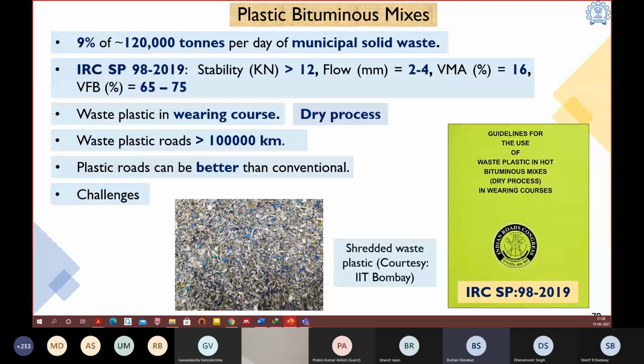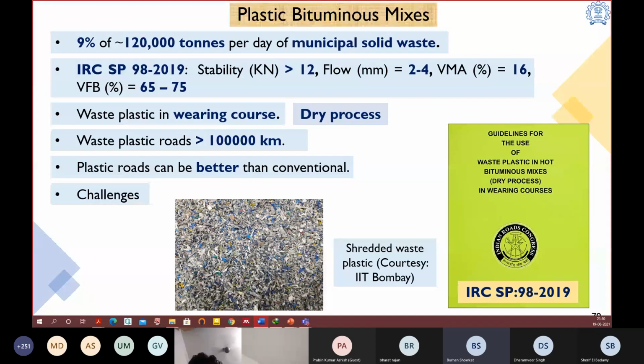The Indian Roads Congress has come up with a code, IRC SP 98-2019, and certain features of IRC SP 98-2019 from the point of view of mix design requirements have been noted here, such as stability, flow, VMA, and VFB requirements. In India, we are majorly using it in the wearing course, and this code provision is for the dry process, wherein the waste plastic is added after shredding into hot aggregates. As far as the current scenario is concerned, waste plastic roads in India exceed about 1 lakh kilometers, or 0.1 million kilometers.